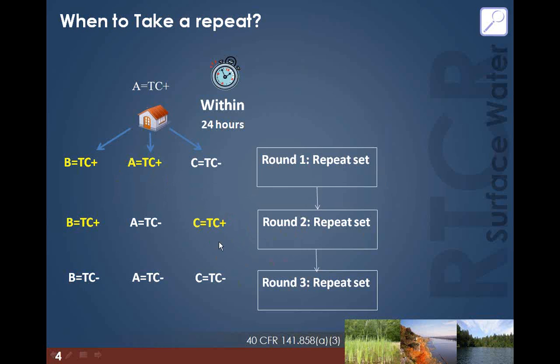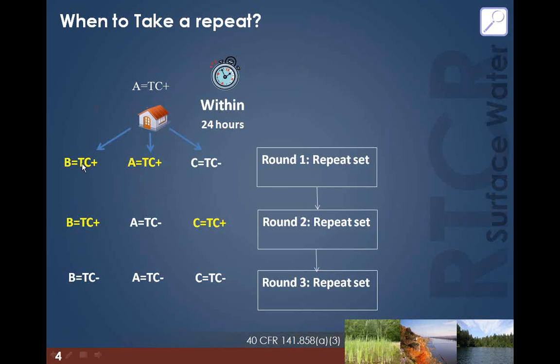However, if it is a system collecting more than 40 samples, then it's the 5% trigger, or, I just lost my thought. The E. coli MCL. Thank you, Nancy. So I know that some states have a stricter way of managing this under the TCR.